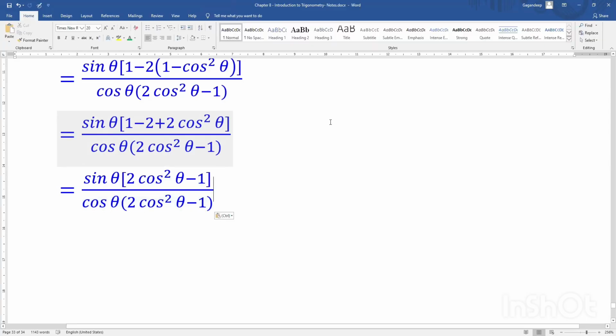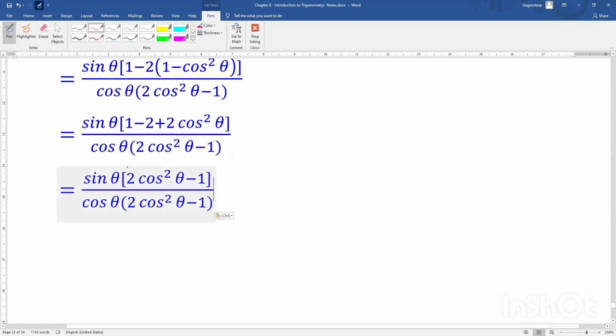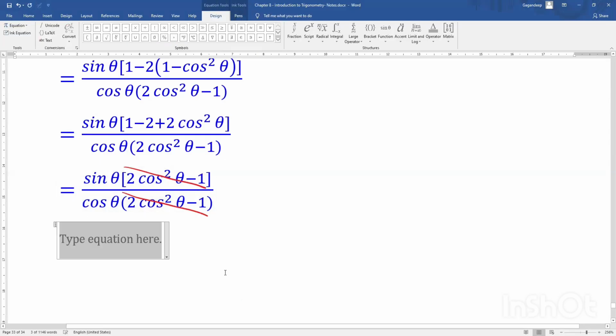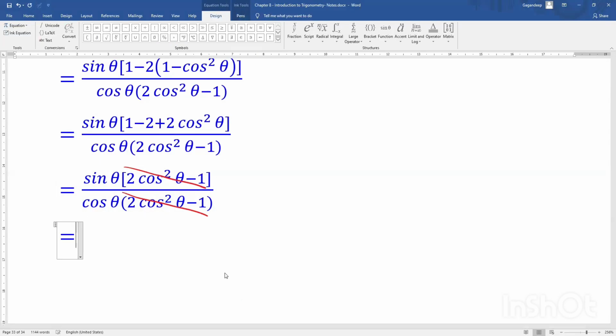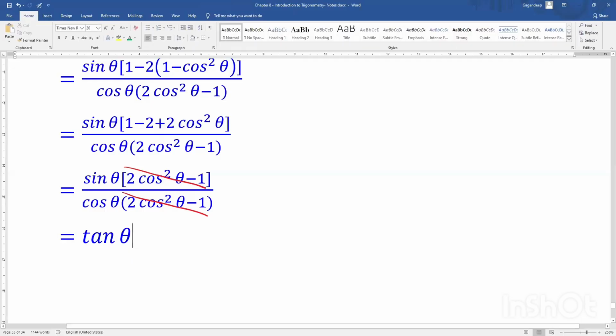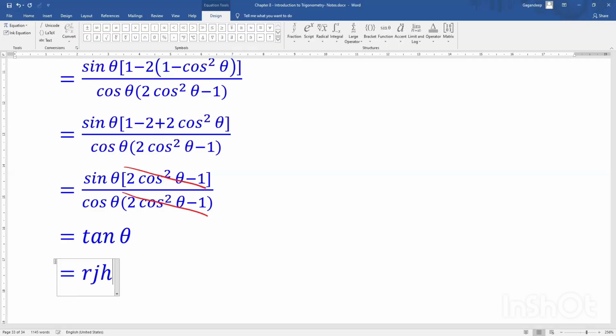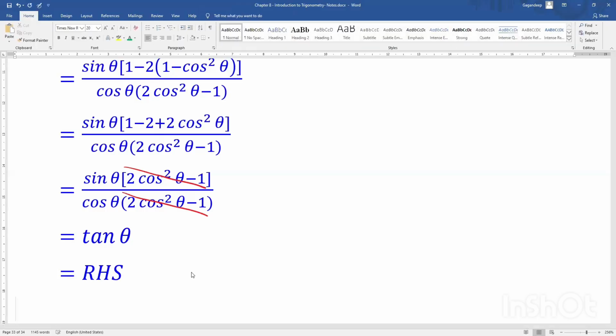Now, this 2 cos square theta minus 1 and 2 cos square theta minus 1 get cancelled. We are left with sin theta by cos theta. You know that sin theta by cos theta is nothing but tan theta, right? So I'm going to write it as tan theta, which is equal to the RHS.